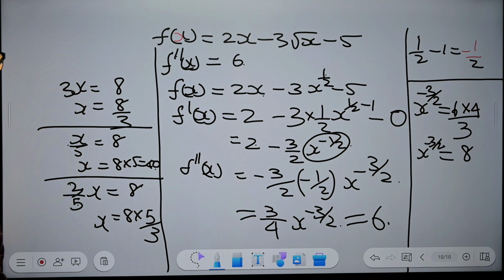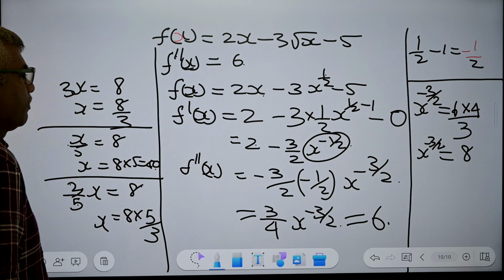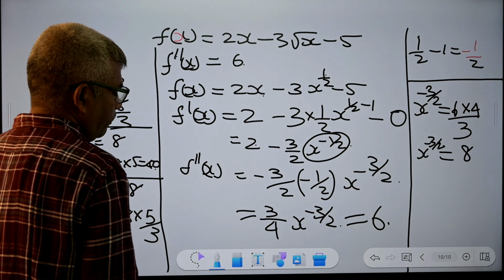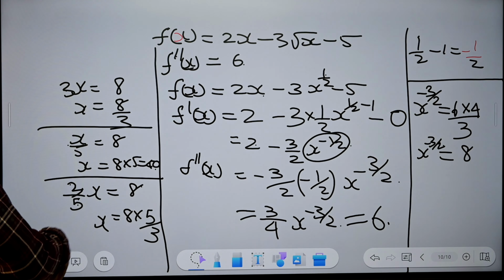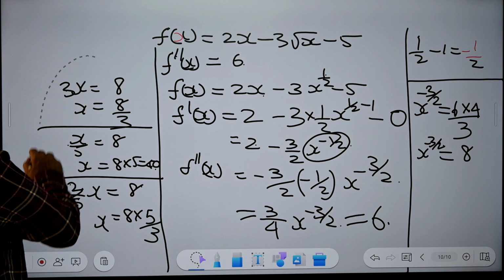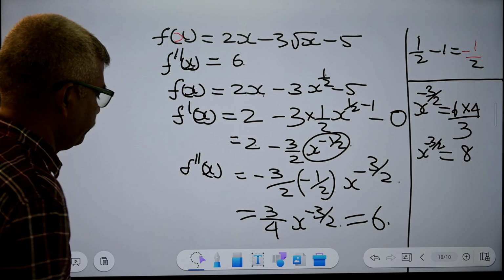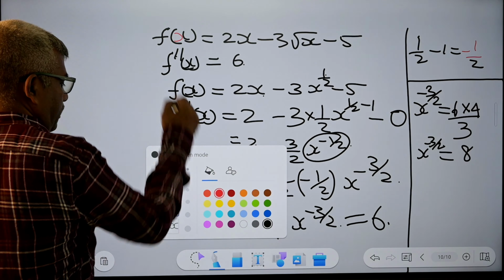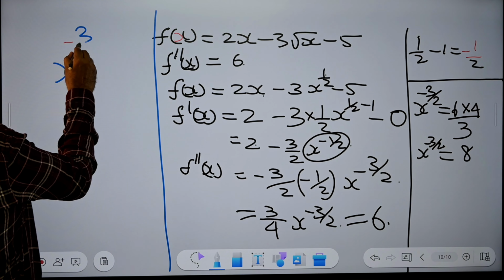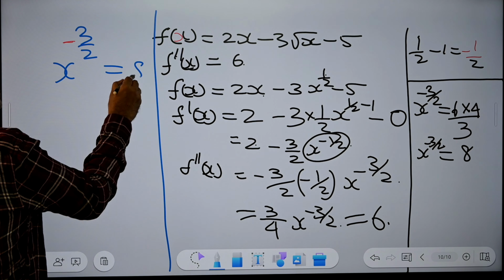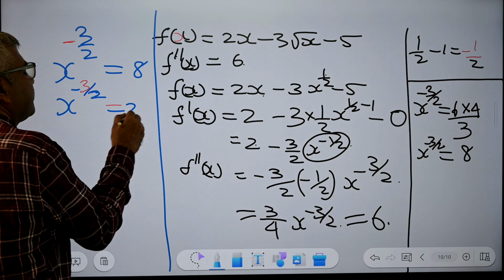Copy down until now. This also, copy the example. Some of them don't know. My students sometimes ask like this, some small doubts also. x power minus 3 by 2 is equal to 8. What is 8? 8 means always you have to remember it is 2 cube.